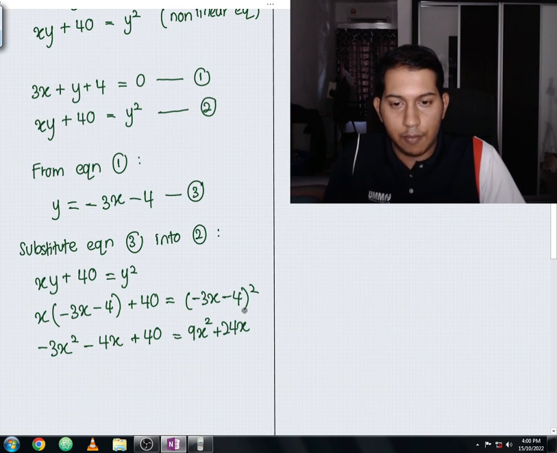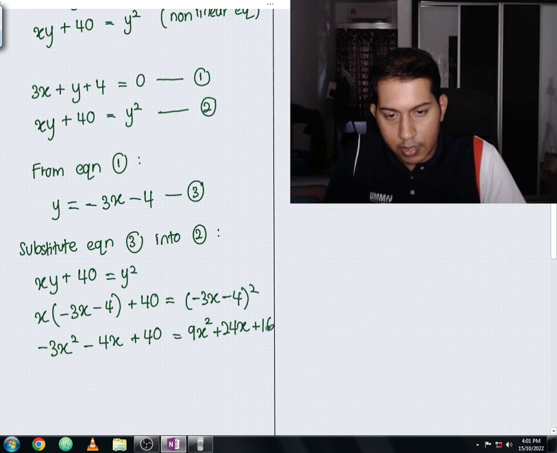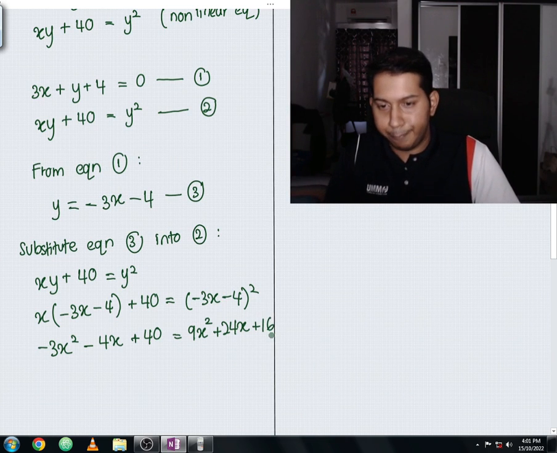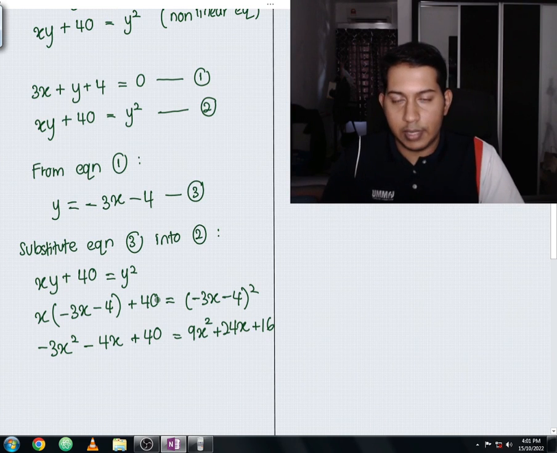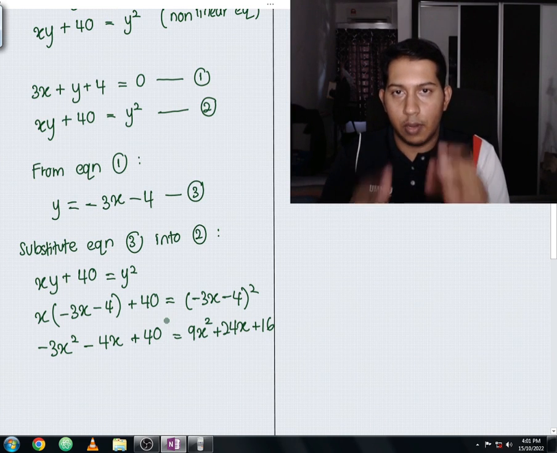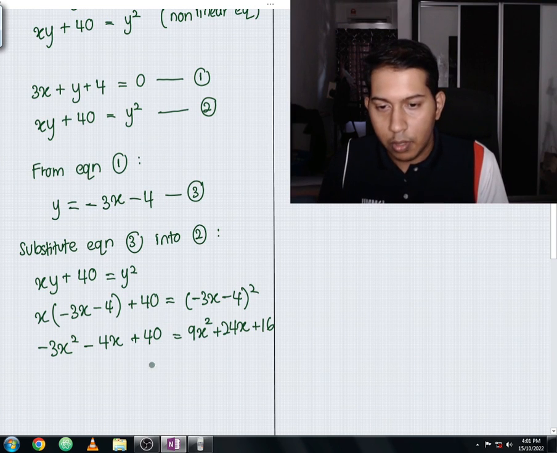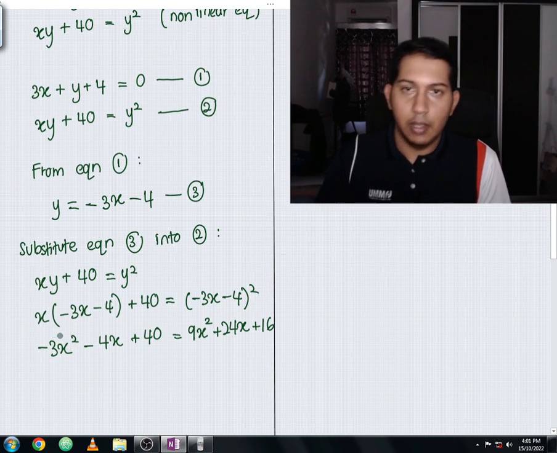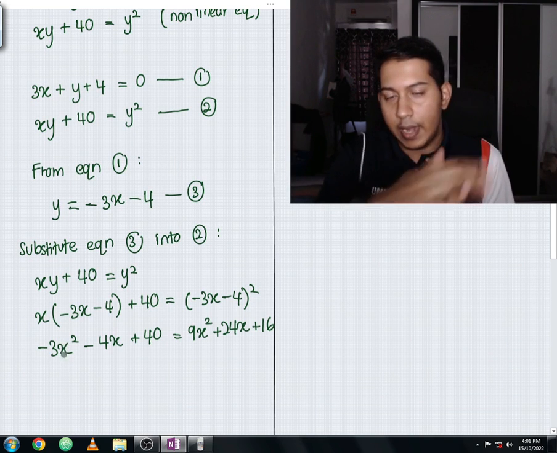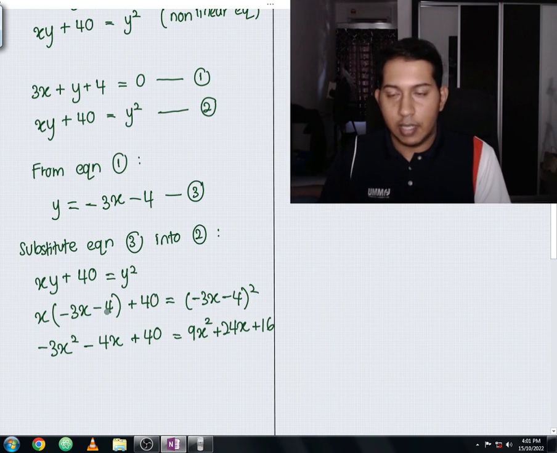Okay, and then negative 4, and then you square it, you get this positive 16. Okay, so from here, as you can see in the working, we are slowly progressing and it leads us to a quadratic equation. So in order for us to come up with a quadratic equation, we move everything from the left hand side to the right hand side, and then we rearrange the equation.